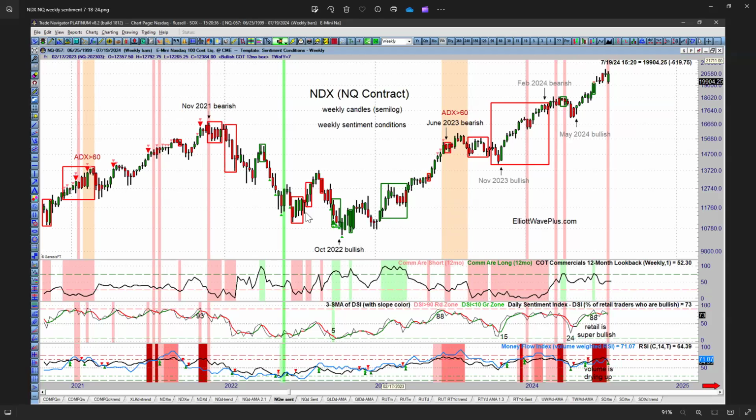So these signals were working. But here lately, even though it got extremely overbought in January, the pullback only came down into February, and then the market continued higher. And you can just tell by their positioning that it surprised many commercials.